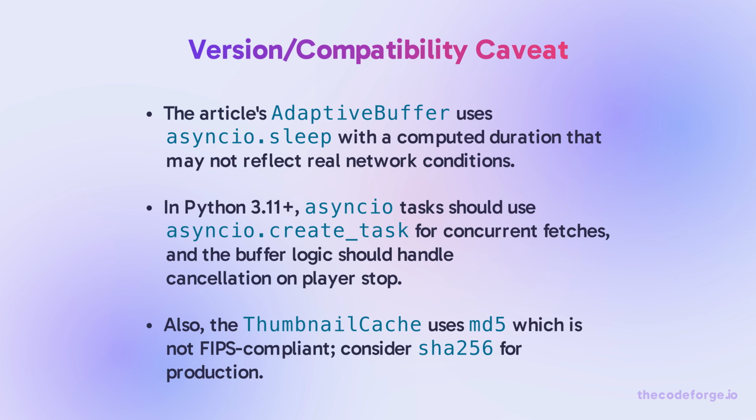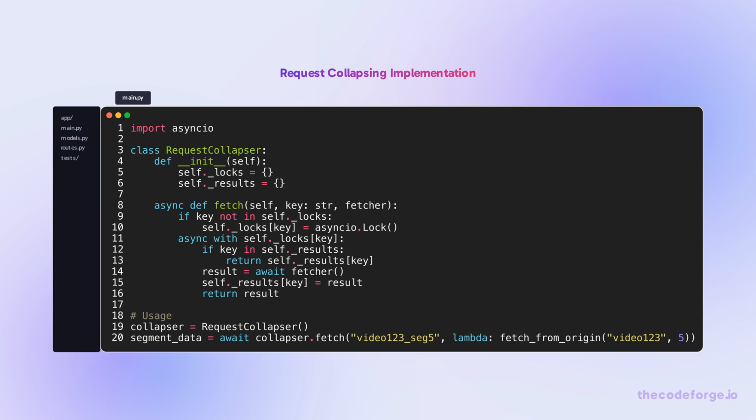The article's adaptive buffer uses Asyncio sleep with a computed duration that may not reflect real network conditions. In Python 3.11+, the Asyncio task should use Asyncio create task for concurrent fetches, and the buffer logic should handle cancellation on player stop. Also, the thumbnail cache uses MD5, which is not FIPS compliant. Consider SHA-256 for production. The article mentions request collapsing, but does not show code. Here is a concrete implementation using Asyncio locks to ensure only one fetch per segment key.